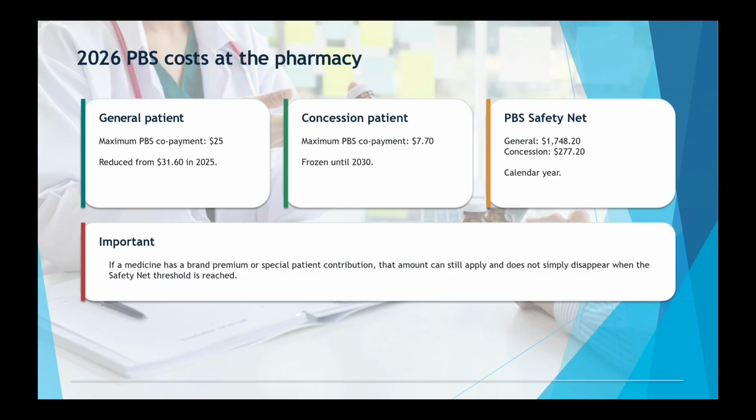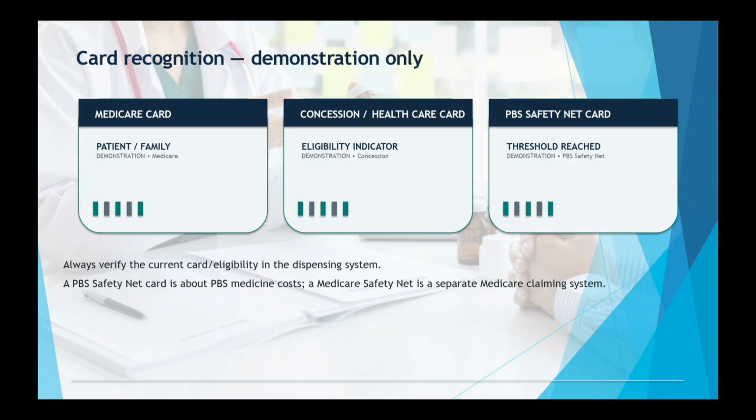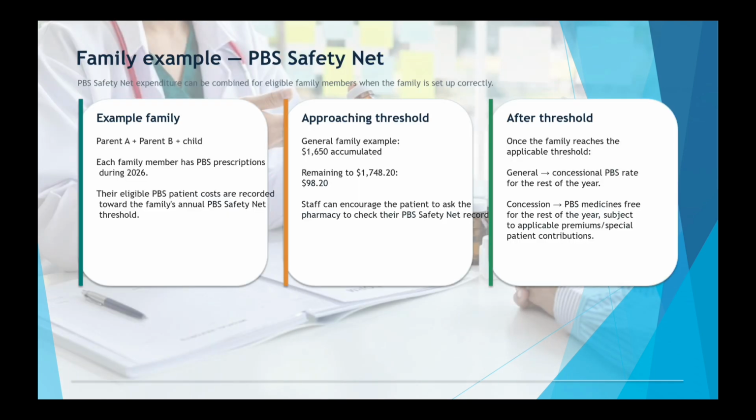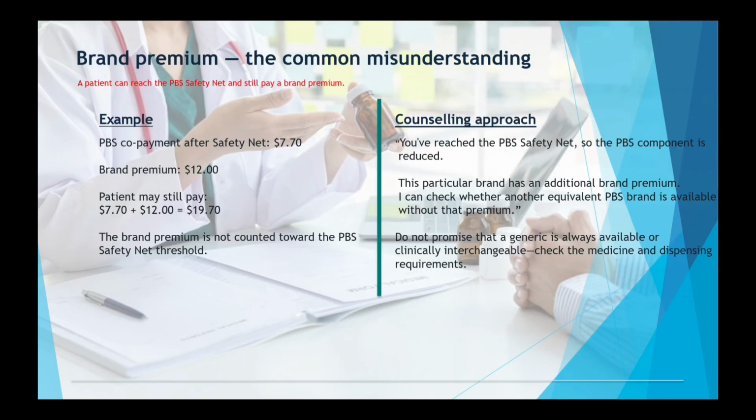And there is an important note: if a medicine has a brand premium or special patient contribution, that amount can still apply and does not simply disappear when the safety net threshold is reached. Let me show you an example of that one. We'll go back to that topic once again, but the example is something like this.